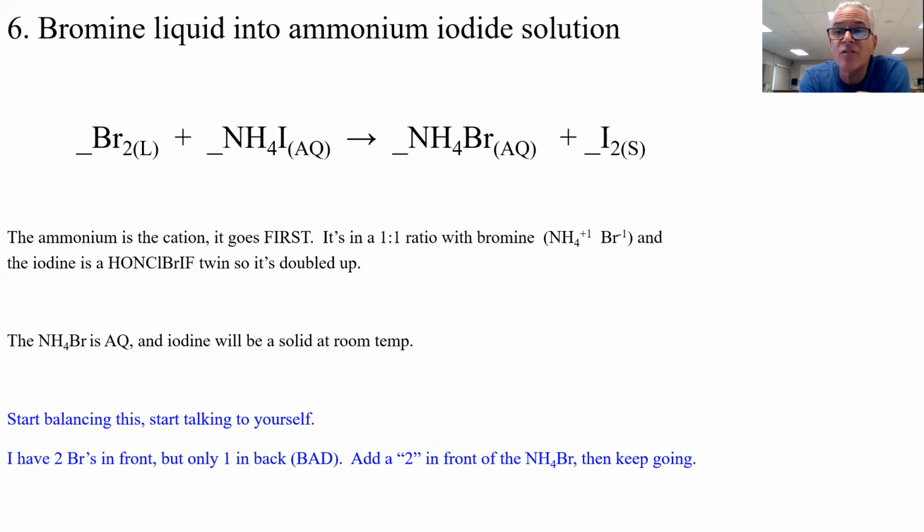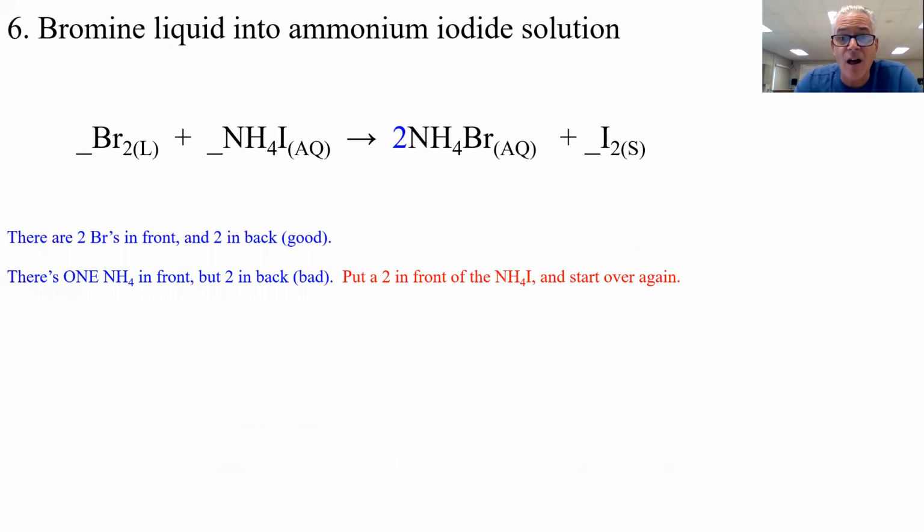Now we have to balance it. So let's start talking our way through the balancing now that we've written the skeleton correctly. There's 2 bromines in the front, but there's only 1 bromine in the product. To fix that, I have to put a 2 in front of the ammonium bromide, and I have to keep going. So on the second slide, I show there's 2 bromines in the front, and now I have 2 bromines in the product. But I have 1 ammonium in the reactant side, but I have to have 2 ammoniums in the product. That's not good.